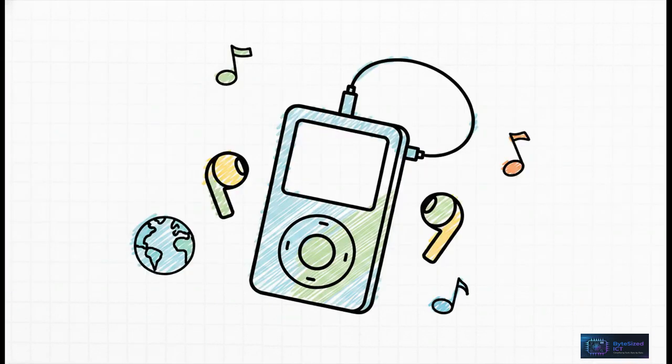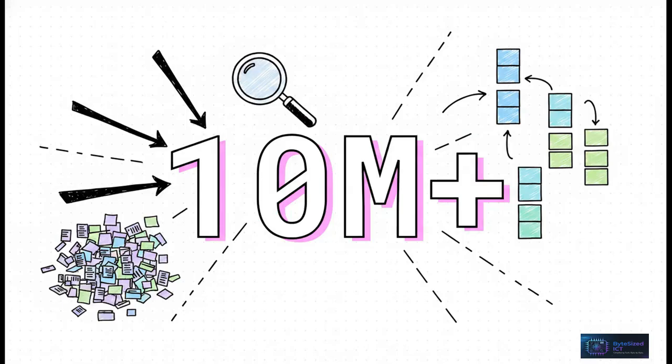Why does this matter? Well, think back to the early 2000s digital music streaming boom. Platforms suddenly had to search tens of millions of files fast. Efficient sorting algorithms made that possible.